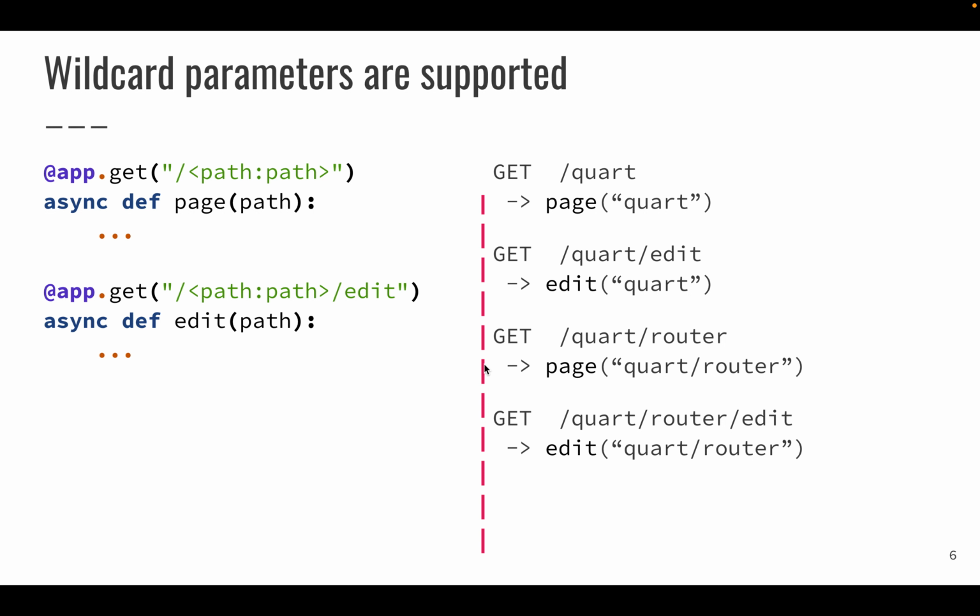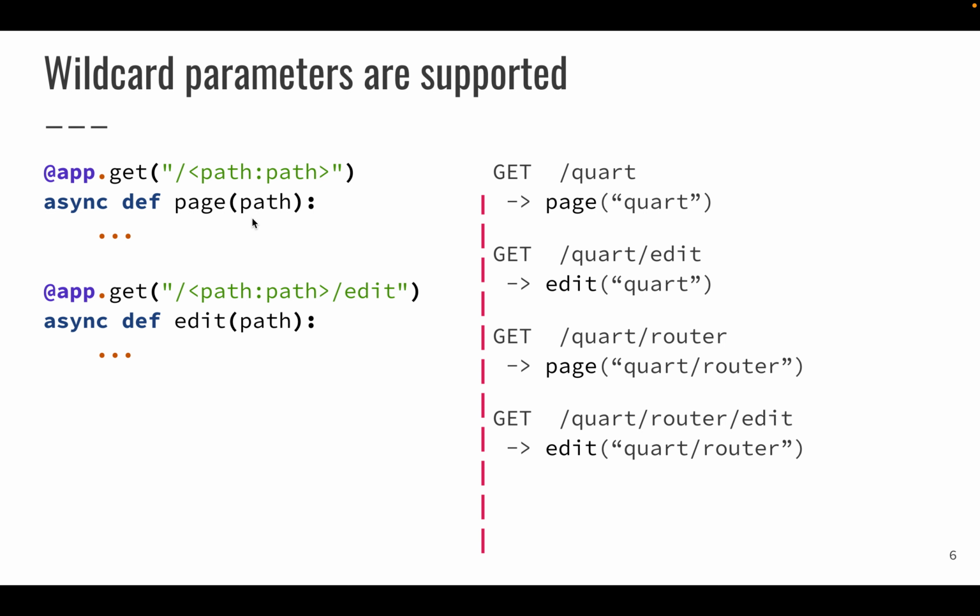Okay, on the last slide, I made a strong point about saying how the string path converter does not include forward slashes. So if you want to include forward slashes, use a wildcard parameter, which in Flask and Quart is called a path converter. So this says any get request to effectively anything should call this function.